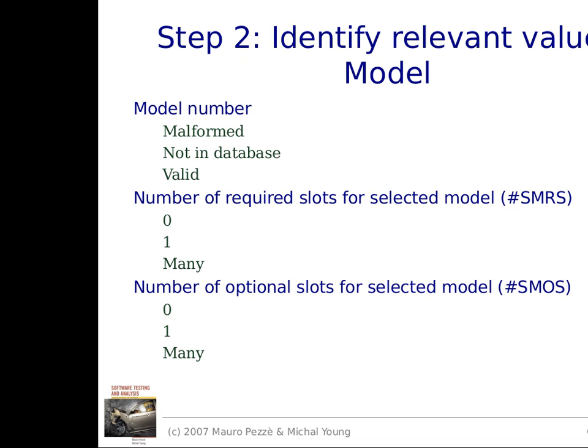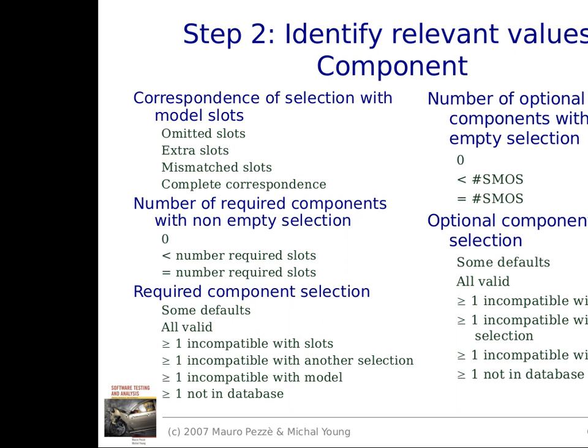So listing it out, model number. What can be a problem? Well, it can either be malformed, not in the database, or a valid number. Number of required slots, we'll say it's 0, 1, or many. Number of optional slots, 0, 1, or many. And then they go on. Selection of the model, you might have omitted slots, which is fine. Extra slots, mismatched slots might be a problem. And the complete correspondence, if things actually match one-to-one.